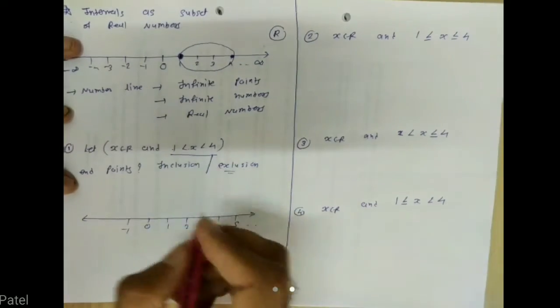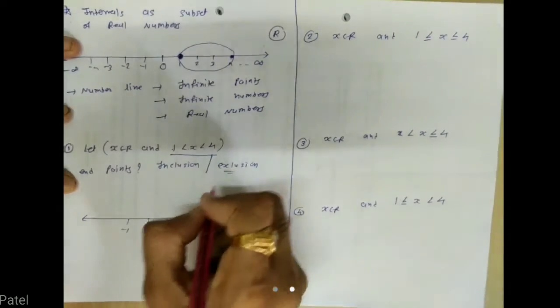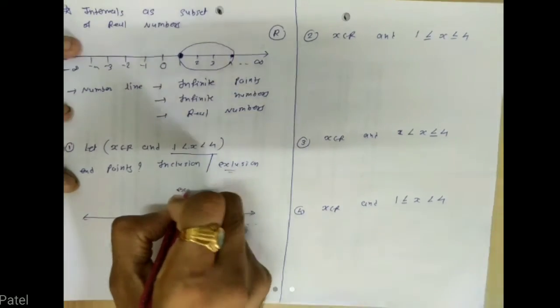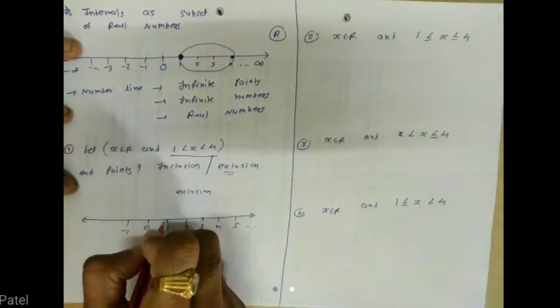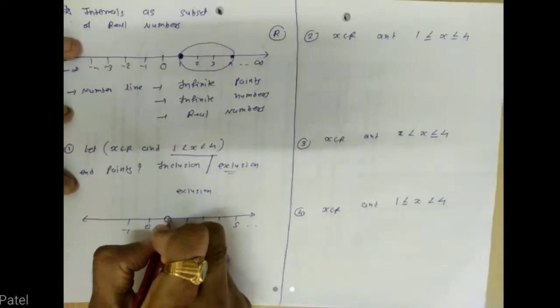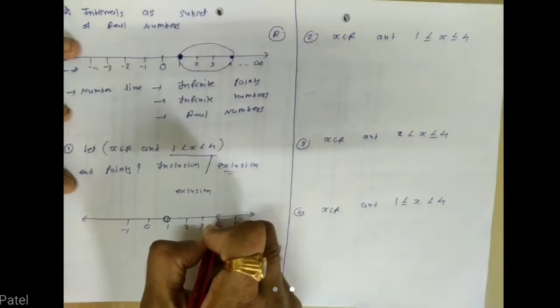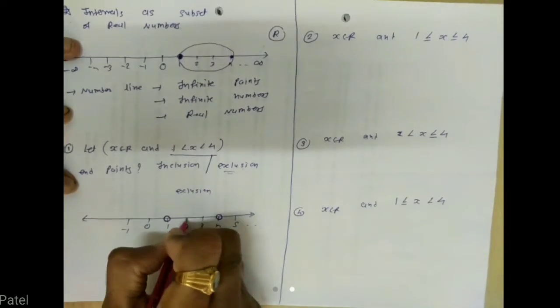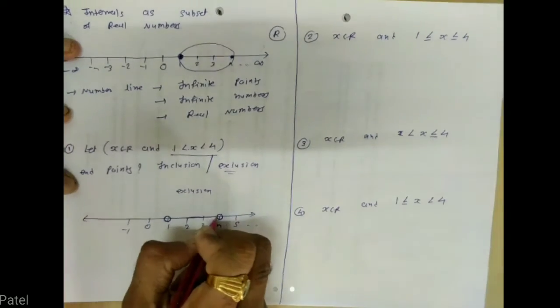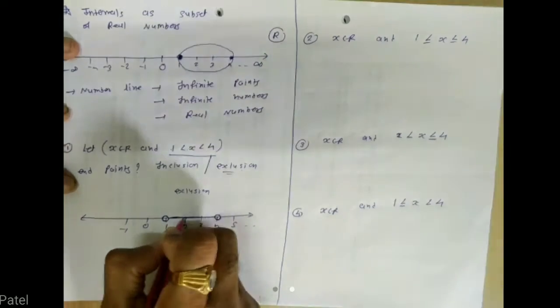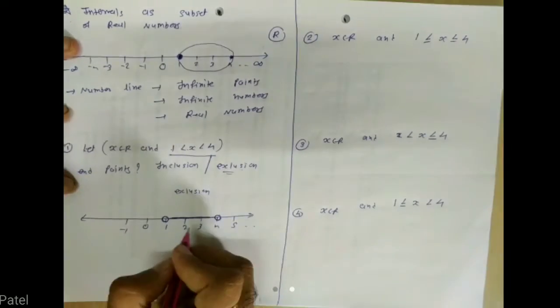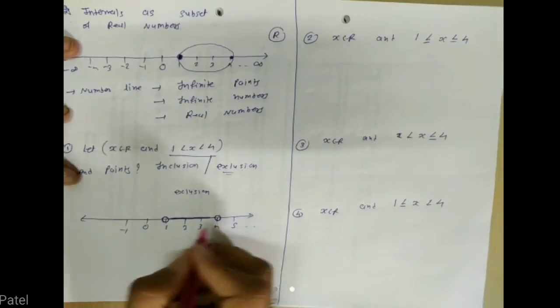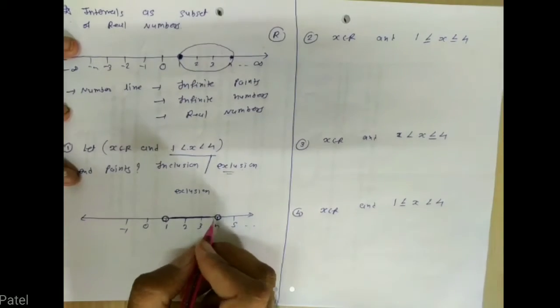So for the exclusion, we have to consider node. नोड मतलब ऐसे एक सर्कल करना है. सपोज 4 पर ऐसे सर्कल करेंगे, और वी आर कंसिडरिंग द वैल्यूज ऑफ x बिटवीन 1 एंड 4. इसको ऐसे डार्क करेंगे. Done. So here we are not including 1 and 4. So 1 and 4 are not included in this part.